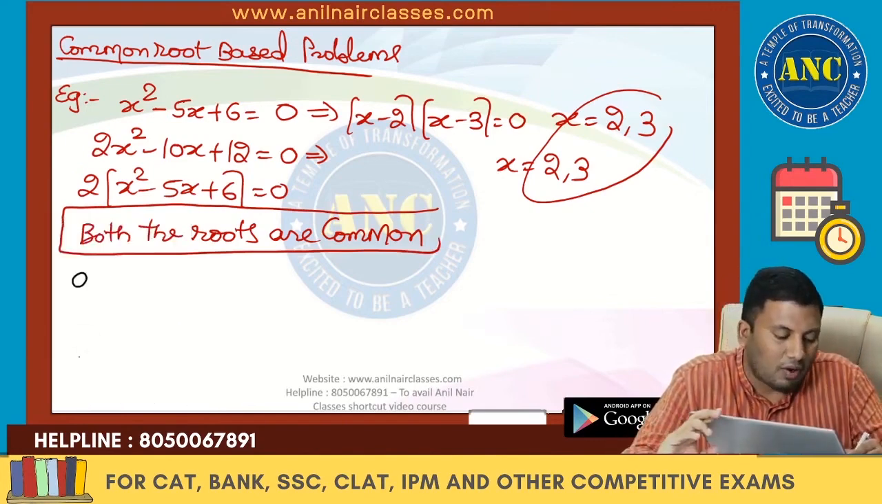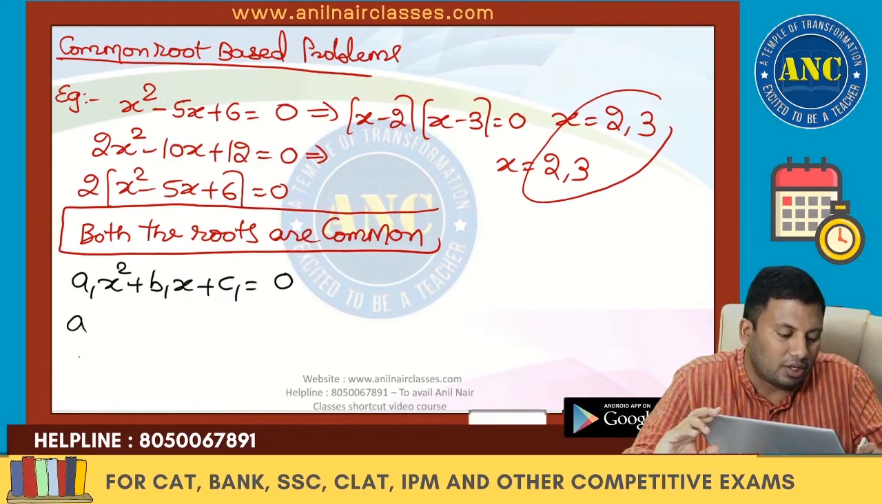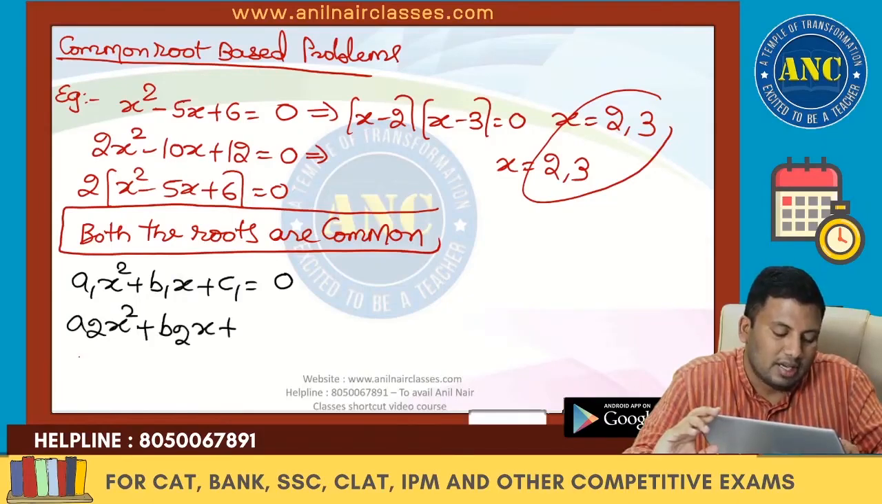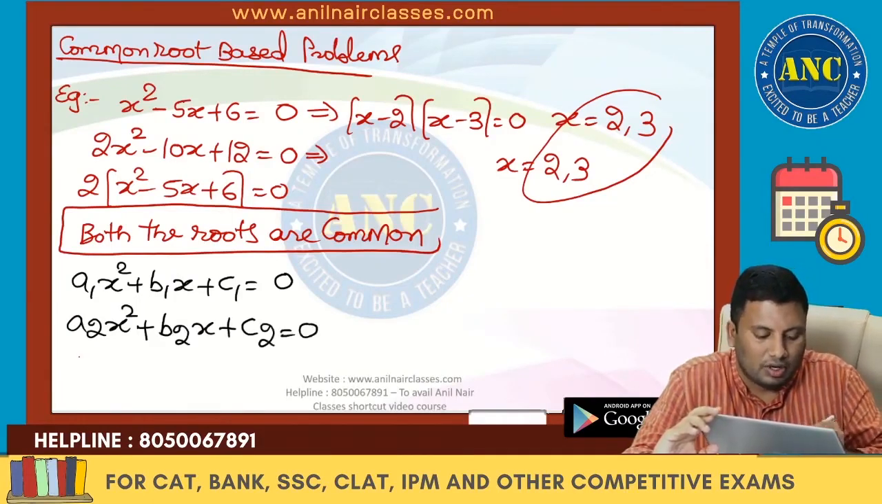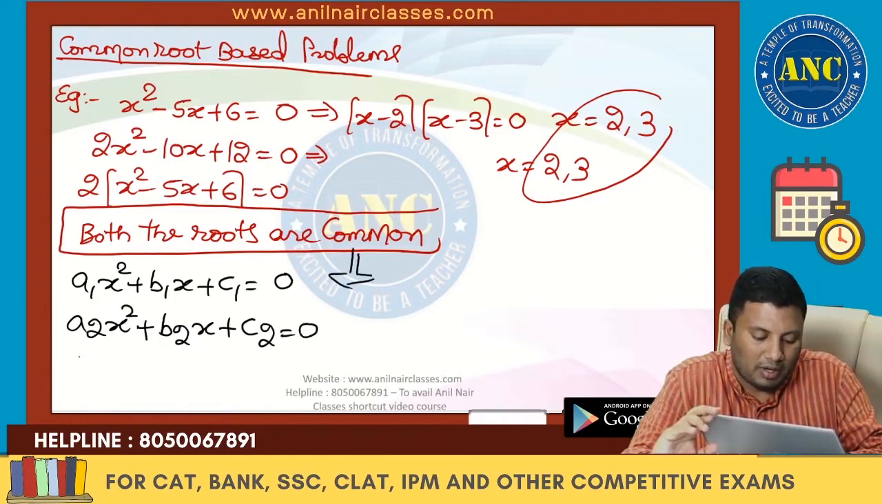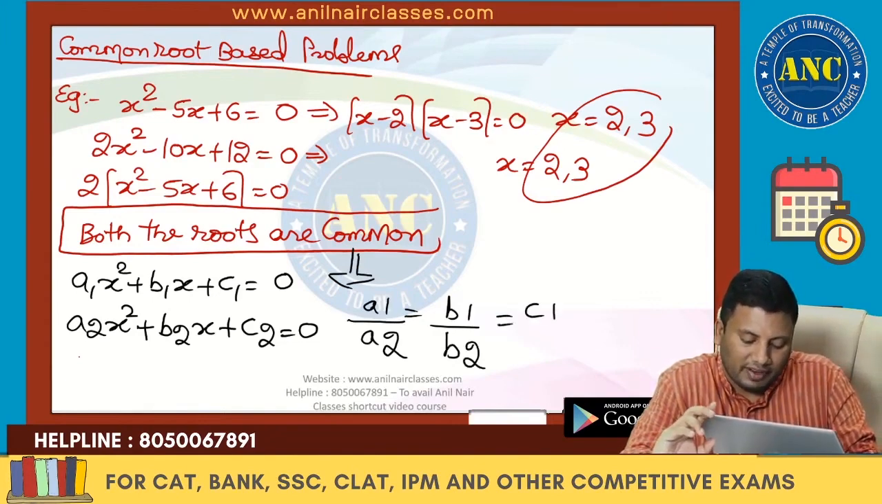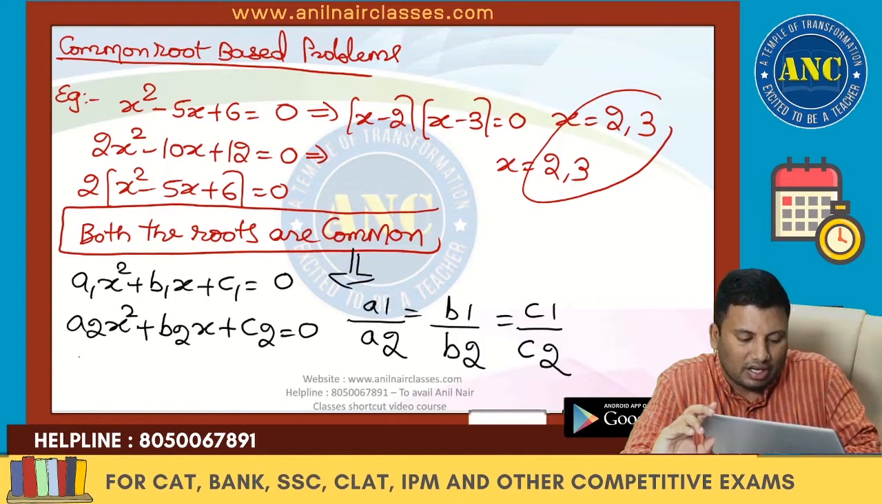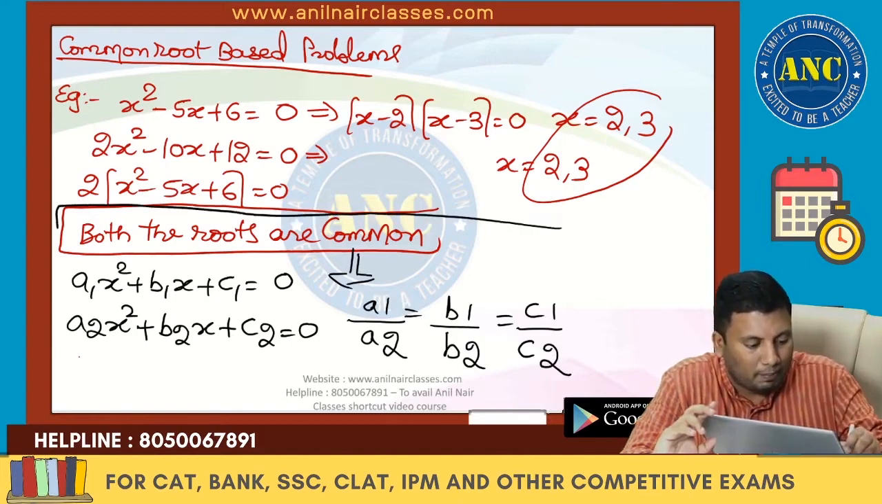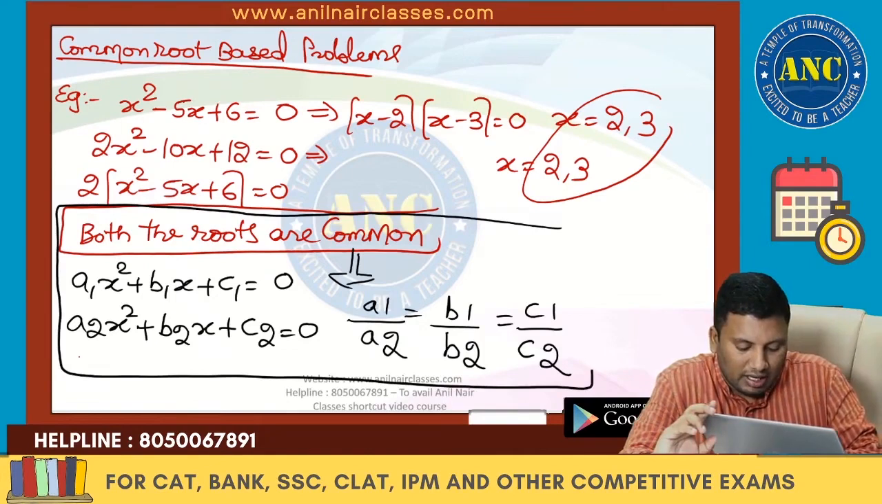If there is a quadratic equation given, a1x square plus b1x plus c1 equivalent to 0, a2x square plus b2x plus c2 equivalent to 0, and both the roots are common, the condition is the ratio of the coefficients of x square should be equivalent to the ratio of the coefficients of x, equivalent to the ratio of their constants. Extremely important point. Please make a note of it.